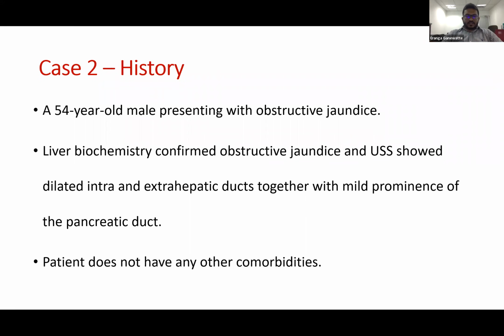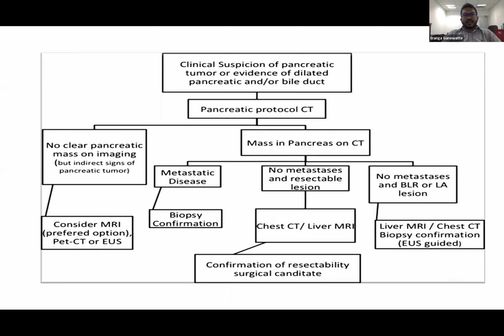So, Suzinta, I guess you are thinking of some sort of a pancreatic neoplasm in this patient. Yes. Ideally we should go ahead with CT, because it is the most available imaging modality in our country and most other countries as well. So the primary imaging modality would be pancreatic protocol CT, and there's an algorithm for pancreatic tumor imaging in radiology.